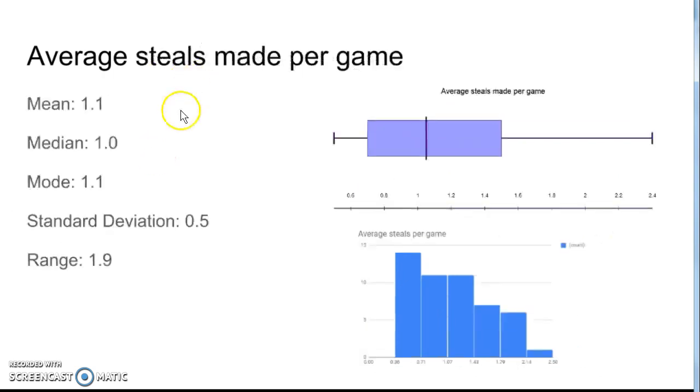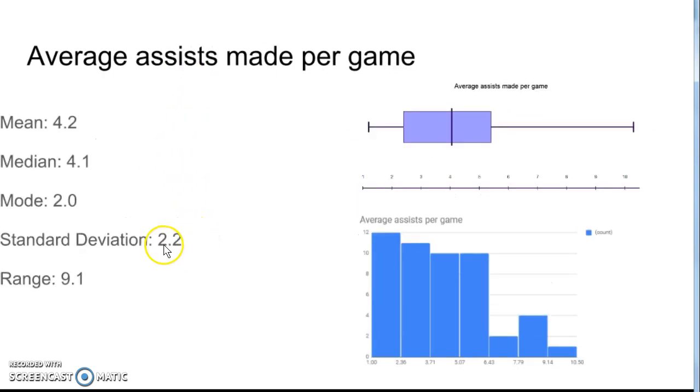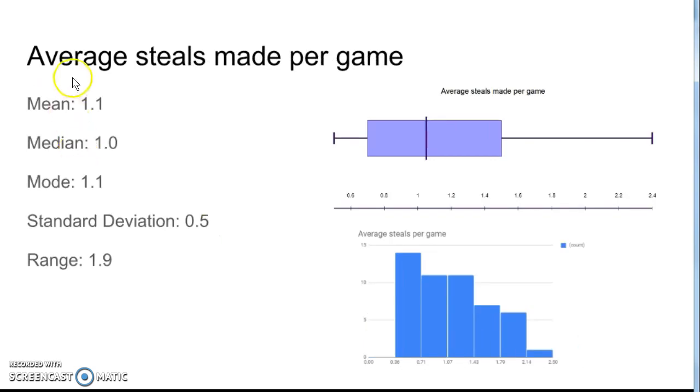But then if you go down to assists and steals, 0.5 and 2.2 would make a huge difference on the means, because if everybody was making around 1.1 steals per game, and then somebody had 0.5 more, that would actually be a huge difference.